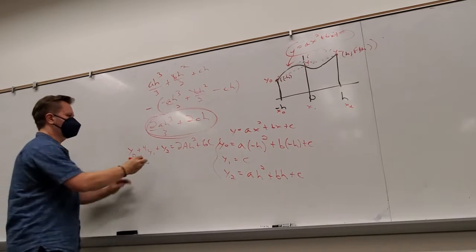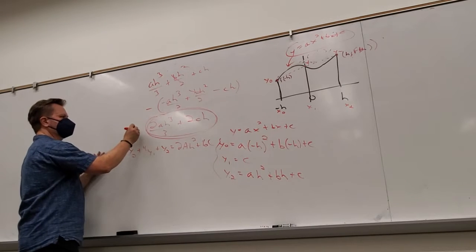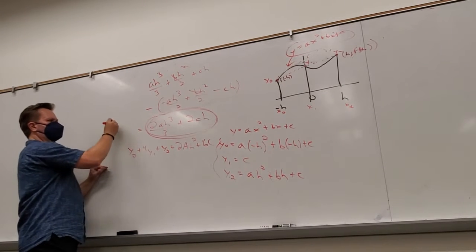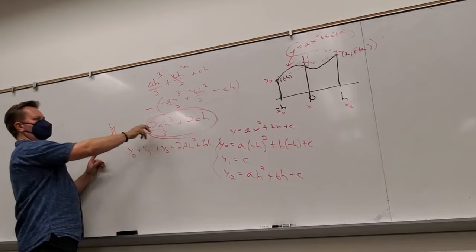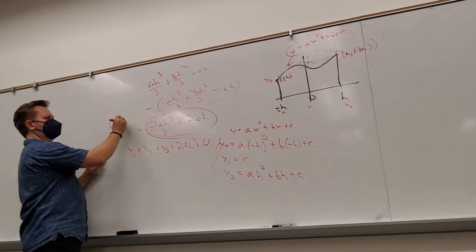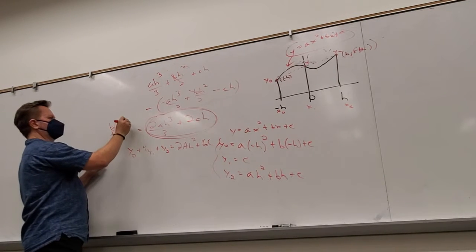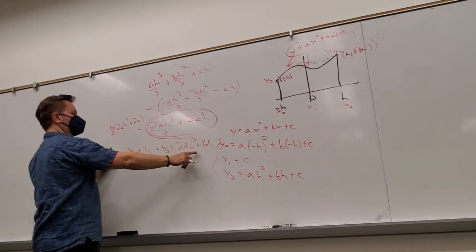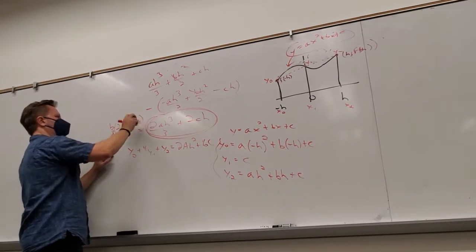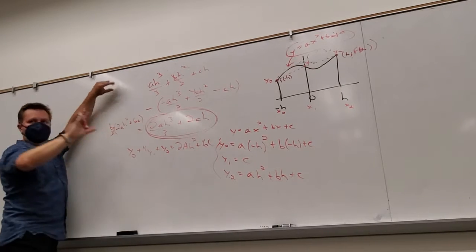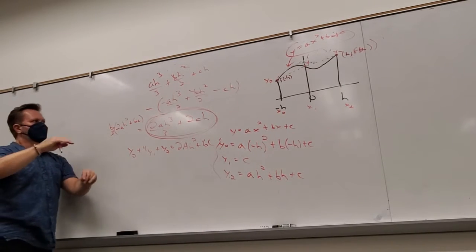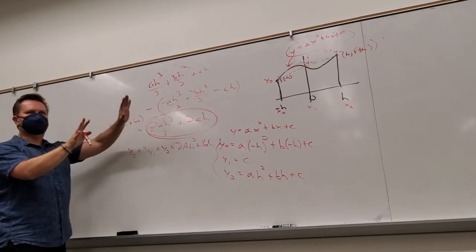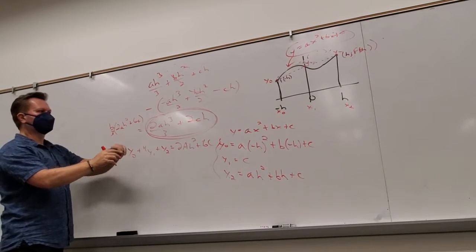So then you get h over 3 times 2ah squared plus 2c. Oh, that's right. This is the part where you guys are all like, what is this guy doing? There's a ton here, and I'm really sorry that I didn't come back to this before.